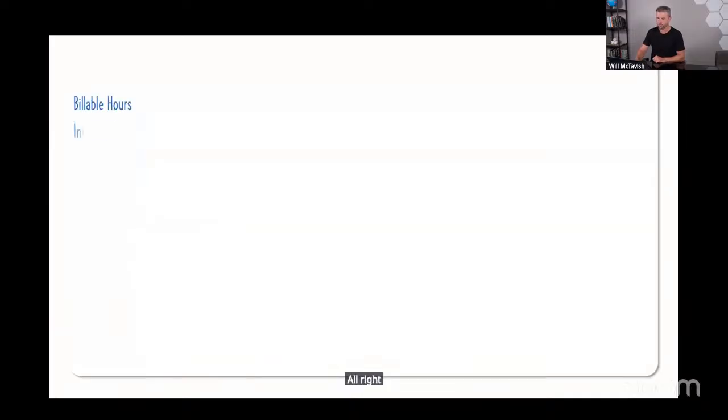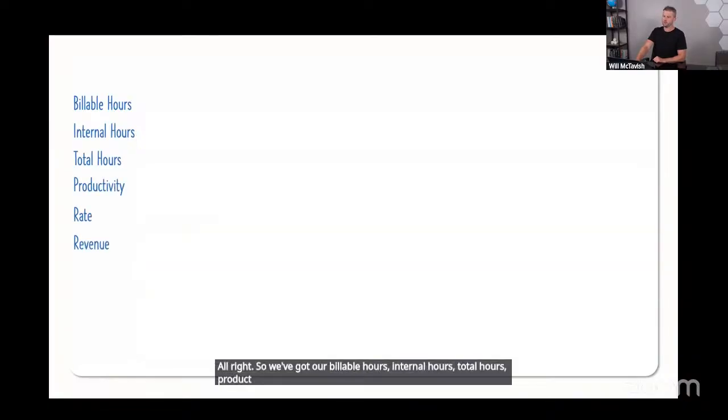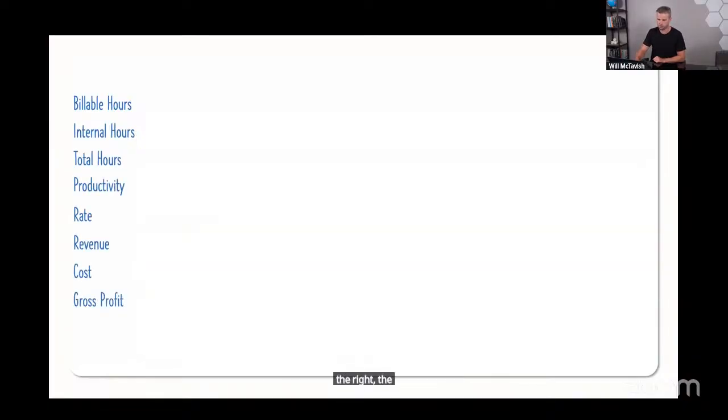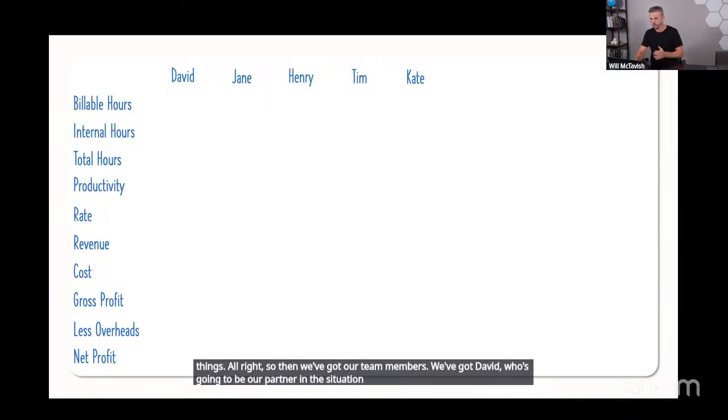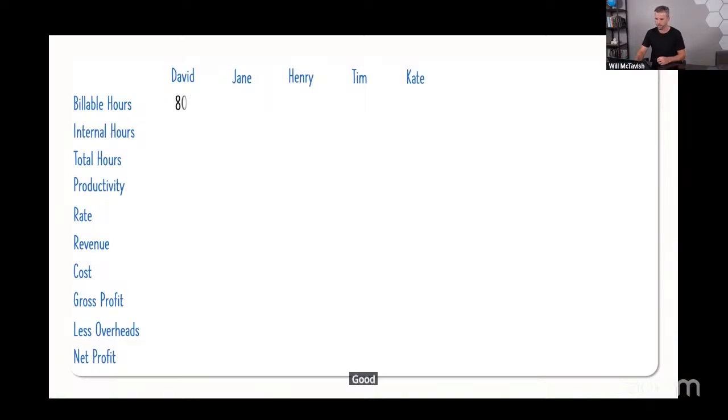All right, so we've got our billable hours, internal hours, total hours, productivity, the rate, the revenue, cost, gross profit, overheads, net profit. So a bit going on there. But hopefully we're all accountants here. We can follow these things. All right. So then we've got our team members. We've got David, who's going to be our partner in this situation. Jane, Henry, and Tim are accountants, and Kate is our administrator. Good little firm here, as we're about to see.